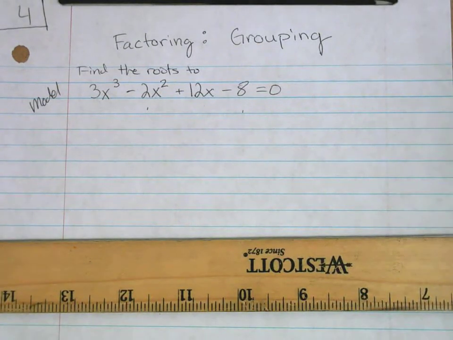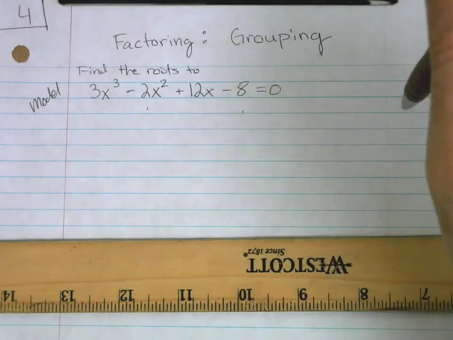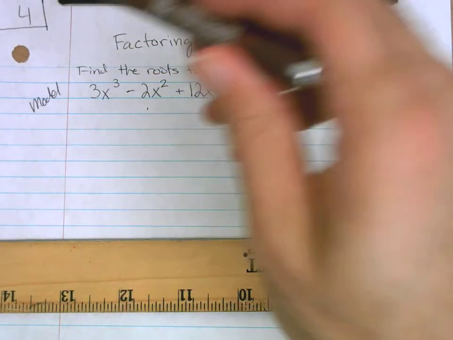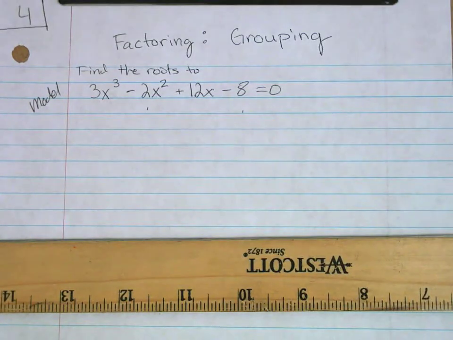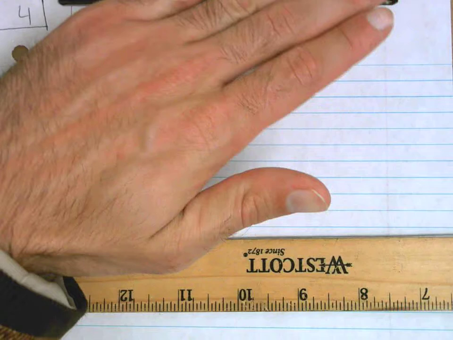Before you do anything else, take the model problem down, take down the title, and take down the unit. Once you've done that, now you can resume.